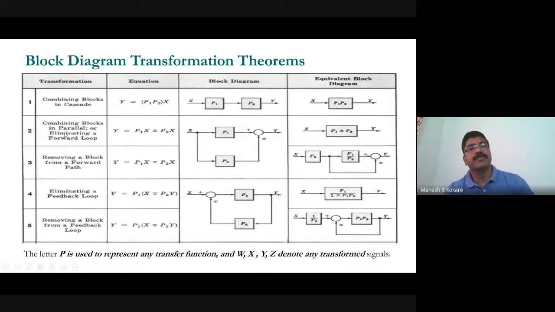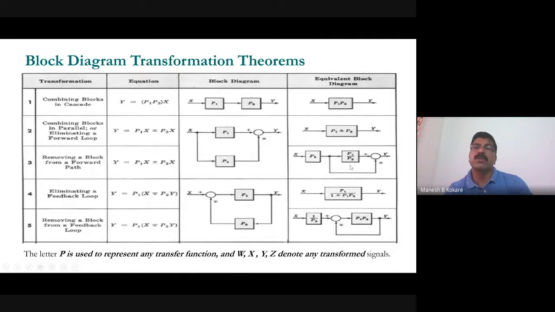The second rule is that if two or more blocks are connected in parallel, then you have to add these blocks into a single block. For example, if this is x and this is p1 and this is p2, see that input is common and output is added. So these two blocks are connected in parallel. So this will be p1 plus p2 into x. So y will be equal to p1 plus or minus p2 into x. You just have to do the algebraic summation, and then it can be reduced into a single block having transfer function equal to p1 plus or minus p2. So this is equivalent to this one, and so on.